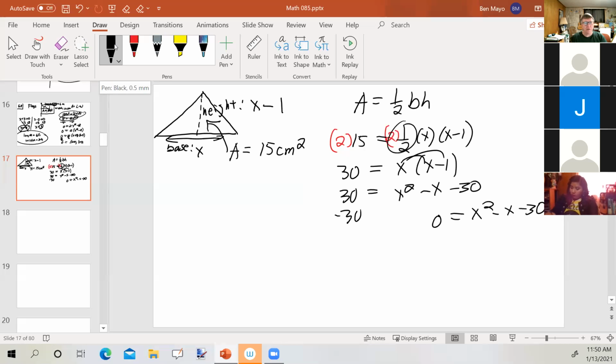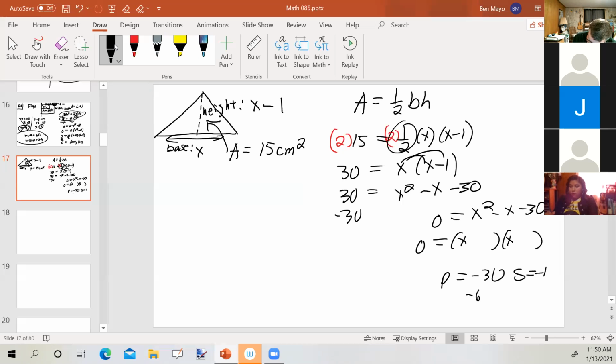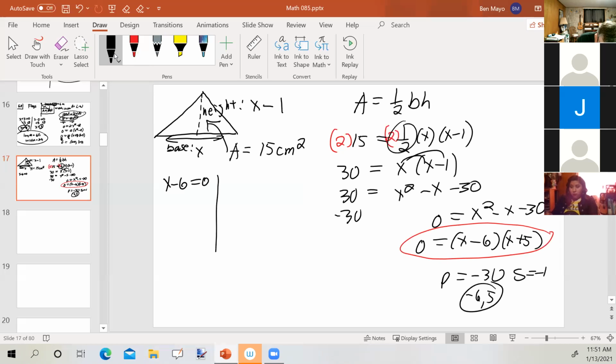There's no greatest common factor to take out. It's not a perfect square, but it does have a leading coefficient of 1, so it's going to factor x and x. The product is going to be negative 30 and the sum is going to be negative 1. So how about negative 6 and a positive 5. So there it is, factored completely. Now I'm going to take each factor that contains a variable and set it equal to 0. So x minus 6 equals 0, x plus 5 equals 0. All righty.